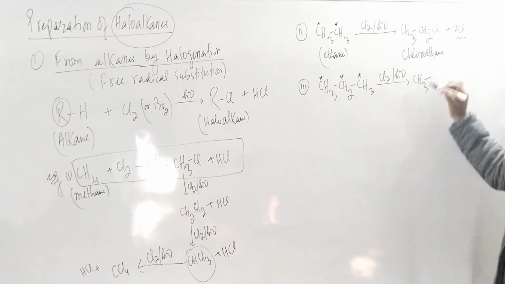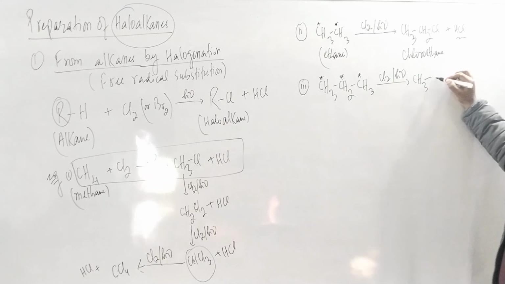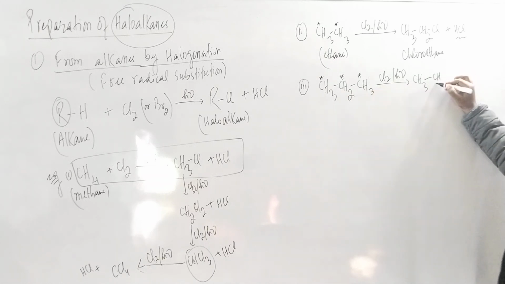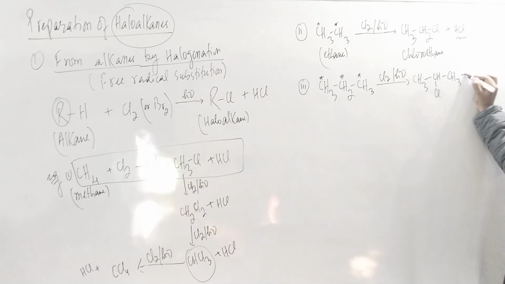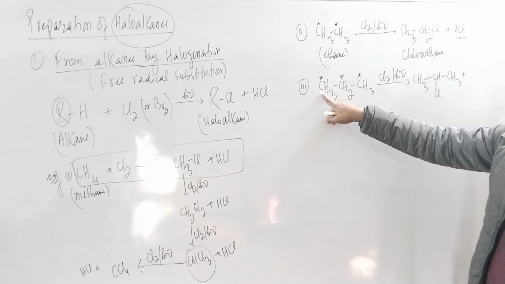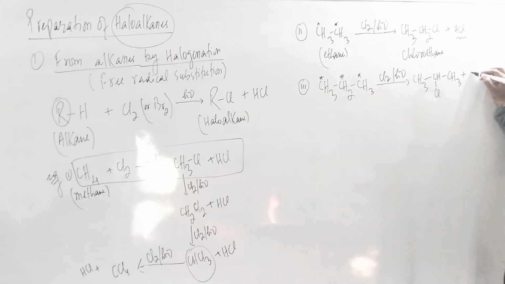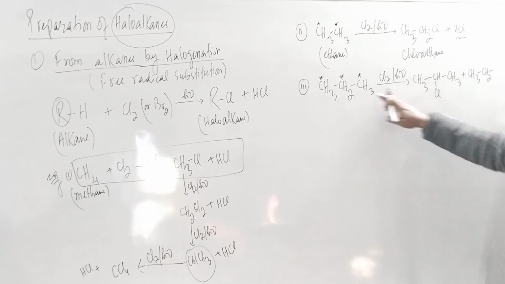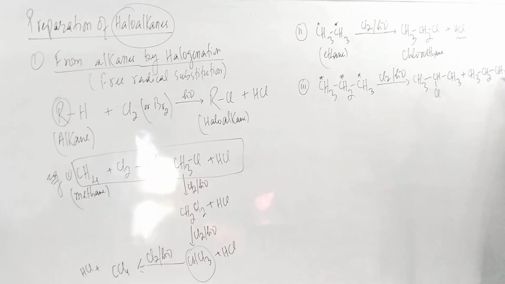The first substitution is from this carbon atom. One of these hydrogen atoms is substituted by chlorine to form this product, and another substitution can be done to this carbon atom or to this carbon atom. So we will get CH3, CH2 to this carbon atom, CH2, Cl, like this. So we have two different haloalkanes here as the product. Byproduct, I am not writing the byproduct.